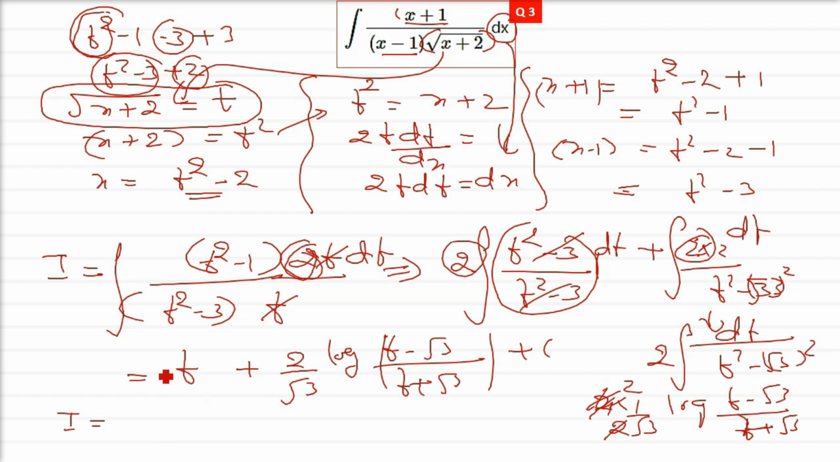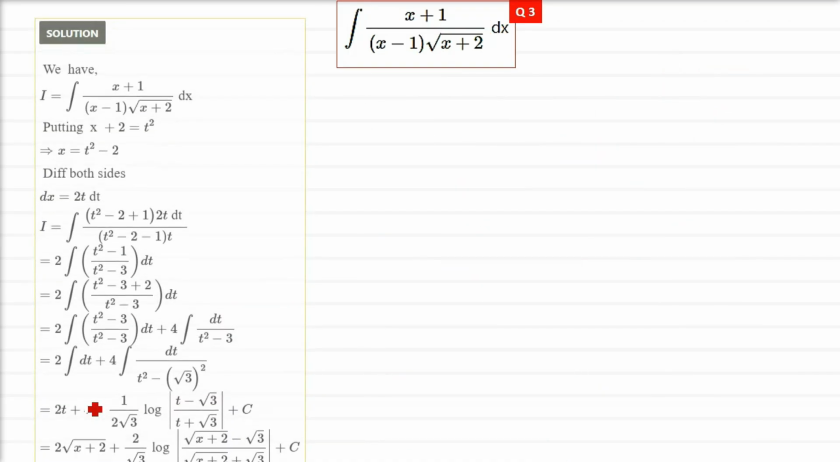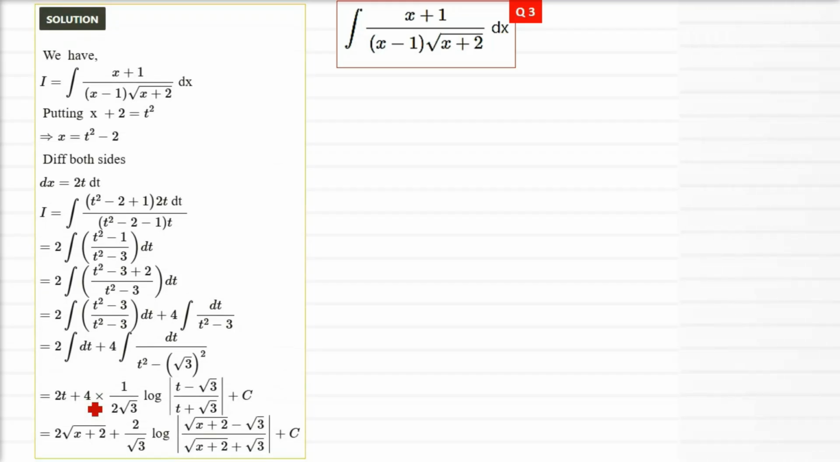Let me introduce t also, 2 also with t. So 2 into what was t initially, under root x plus 2. 2 by root 3 is like this. Then we have log modulus of x plus 2 for t, x plus 2 for t in the denominator as well, minus root 3 plus root 3 plus a constant of integration. From here to here, it is the final result of this question. Now, how it needs to be written properly, this is the way you are going to go about it.